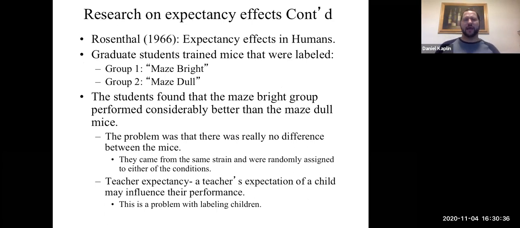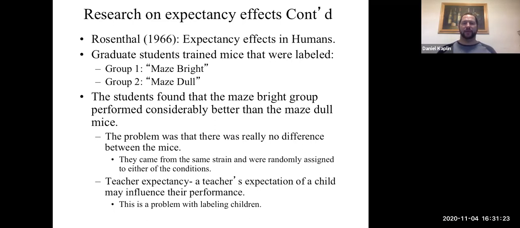But you could also have a similar outcome in scoring. So Rosenthal did another example with his grad students. He told his grad students that he had a bunch of mice in two different groups. The maze bright group was considered really smart. The maze dull mice were considered really dumb or unintelligent. And he had his students measure the amount of time it took for the mice in group 1 versus the mice in group 2 to successfully navigate a maze.